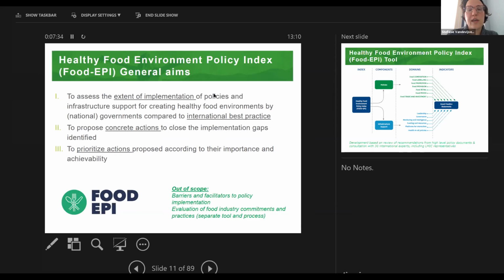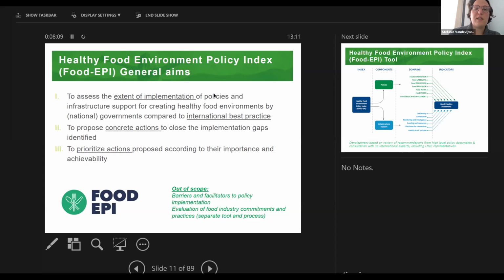So it's not just looking at whether certain policies are implemented, yes or no. It's really looking at the whole policy cycle, from development and design, to implementation, to evaluation as well. And the evaluation is done compared to best practice, which means compared to policies and actions that have already been implemented internationally. So not necessarily a gold ideal standard that no country has ever implemented. So that's the first aim.